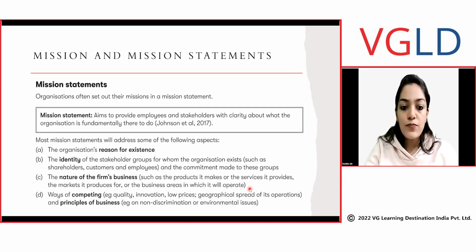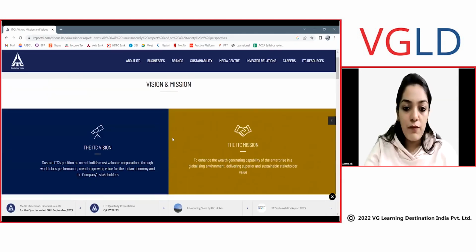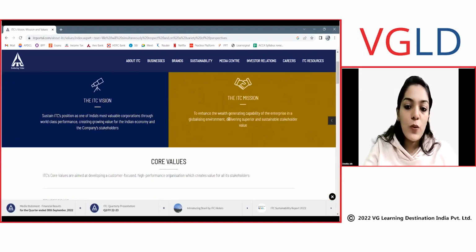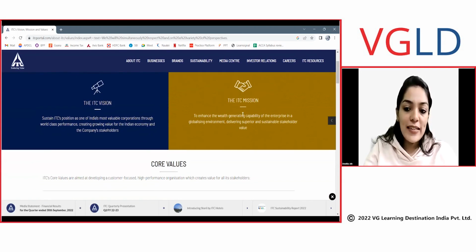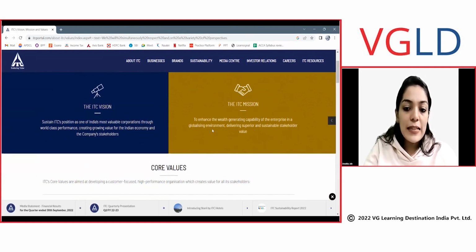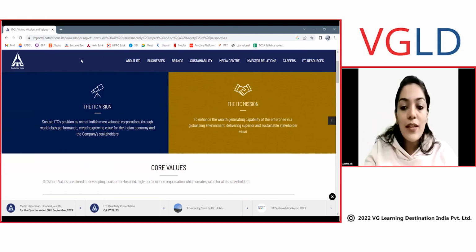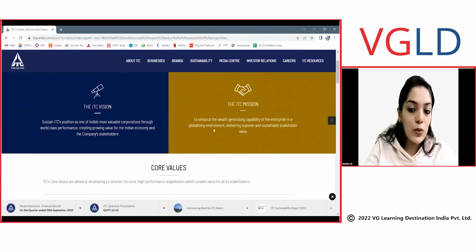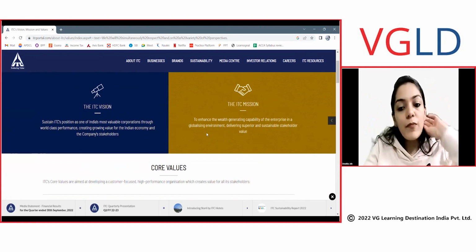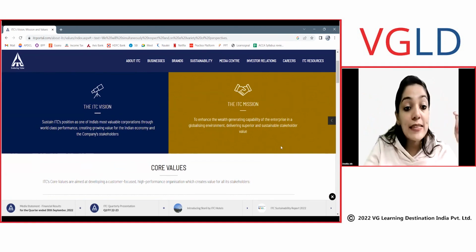Have a look here, the same page we were looking at now. Vision and mission. See, ITC's mission is to enhance the wealth generating capability of the enterprise in a globalizing environment, delivering superior and sustainable stakeholder value. See, it is addressing that yes, it will deliver value for its stakeholders, be it anyone like shareholders, customers. Its mission is to deliver sustainable value for its stakeholders, delivering superior products in a globalizing environment. So that is ITC's mission.